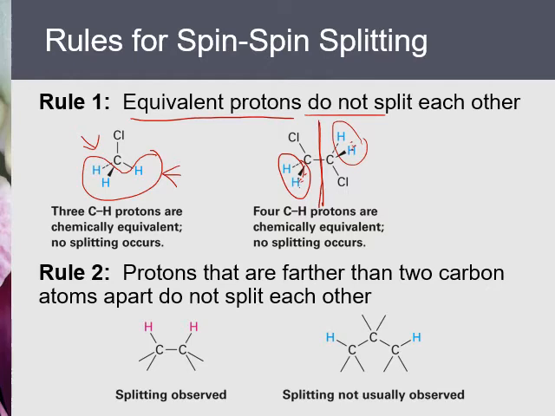Rule number 2, protons that are farther than 2 carbons apart do not split each other. So for the first molecule, the 2 hydrogens are adjacent, so they split each other. But in the second molecule, the 2 hydrogens are 3 carbons away, so they do not split.